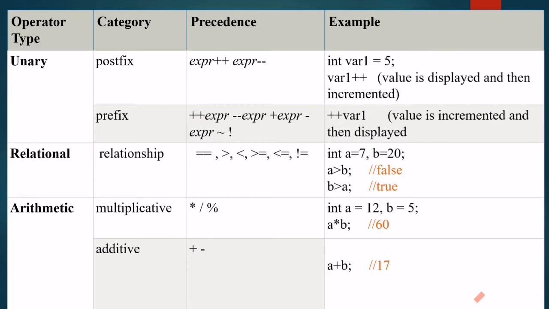Example, int var1 = 5. So here we have taken one variable called var1 and we have assigned the value 5 to that. Now var1++. So here we are postfixing that. Now what will happen means the value will be displayed first, that is 5 will be displayed first, and then it will get incremented to 6.